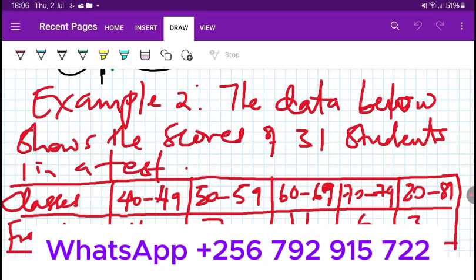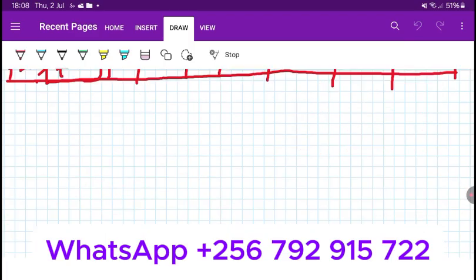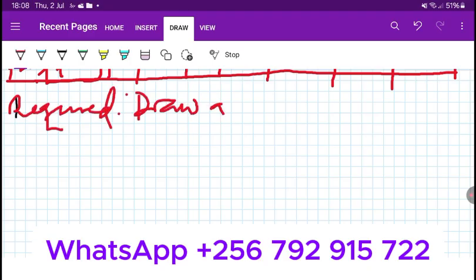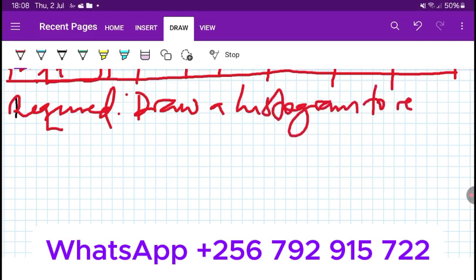So let's look at the required. They are telling us to draw a histogram to represent the data. So the required says, draw a histogram to represent the data.